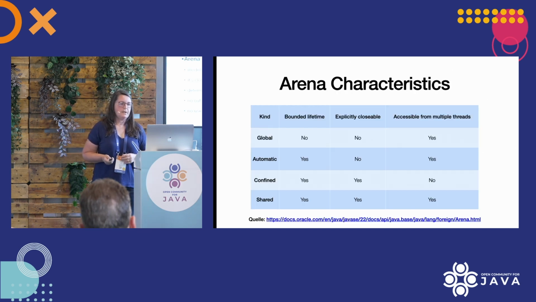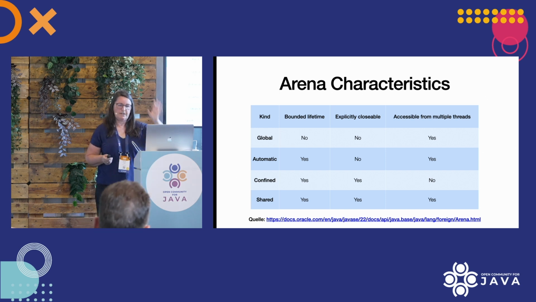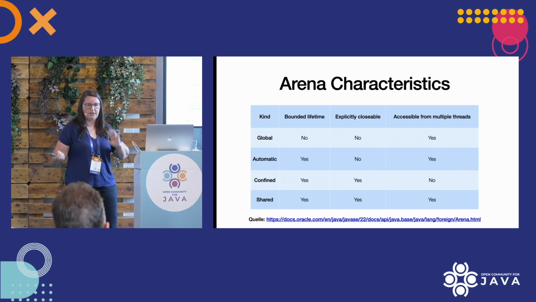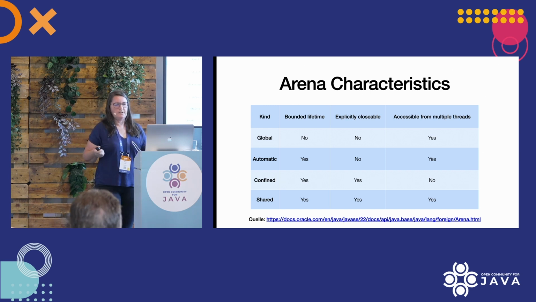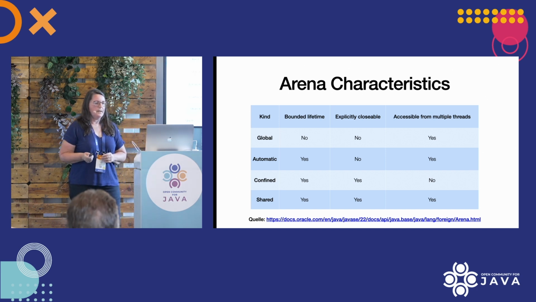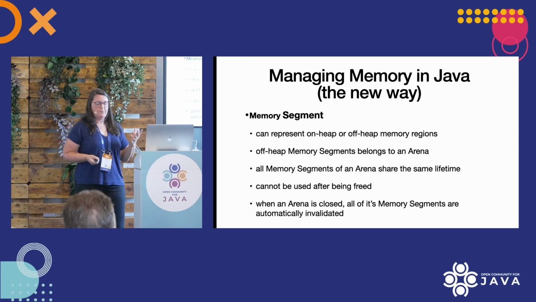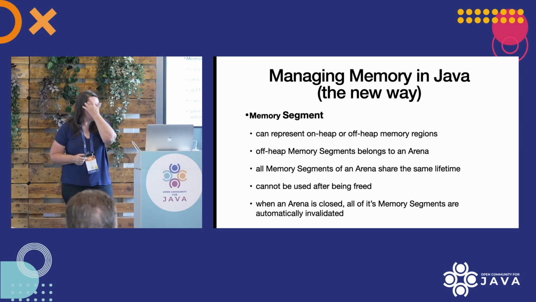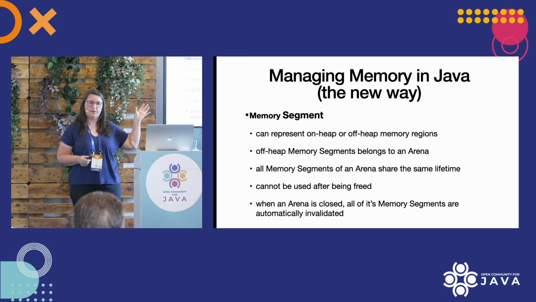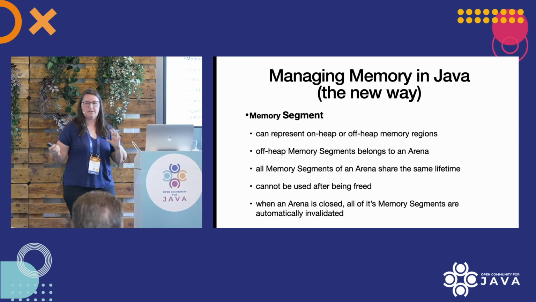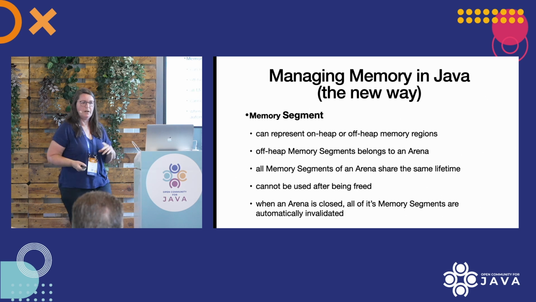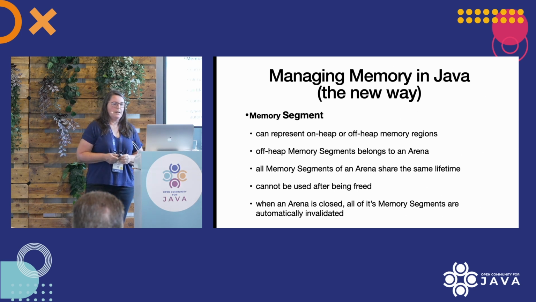The arenas have several ways to declare them: global, automatic, confined, and shared. They have different characteristics. You can look up when the memory is freed and how it's done. So inside the arenas, I said we have memory segments. Memory segments can represent on-heap or off-heap memory, but inside arenas, off-heap memory segments are taken care of. And inside an arena, all the segments you have inside there share the same life cycle.